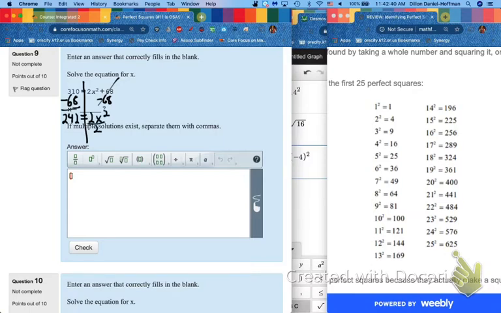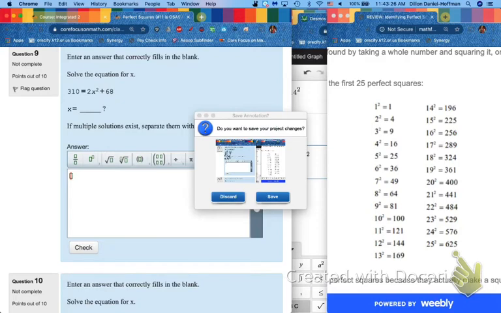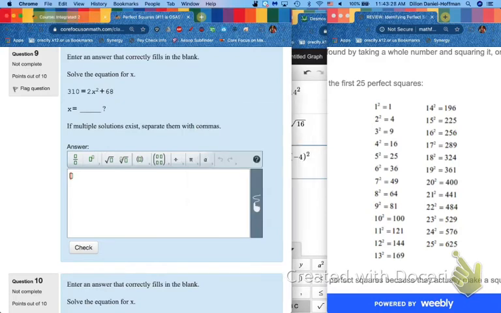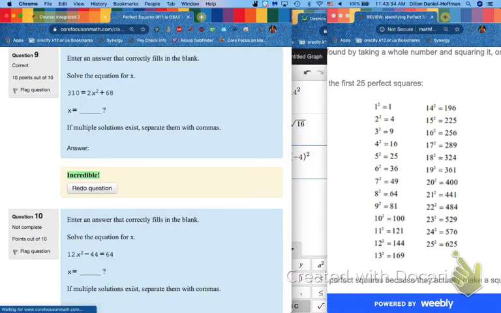Then we divide by 2. 121 is x squared. Now I need to take the square root. Let's check this up here. 121 is 11. Well, make a wish, because 11's coming up. In this case, it's 11, comma, negative 11. Incredible.